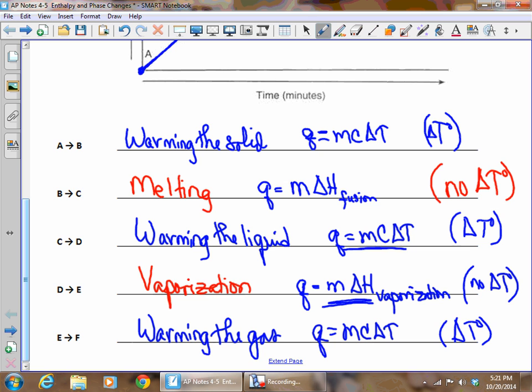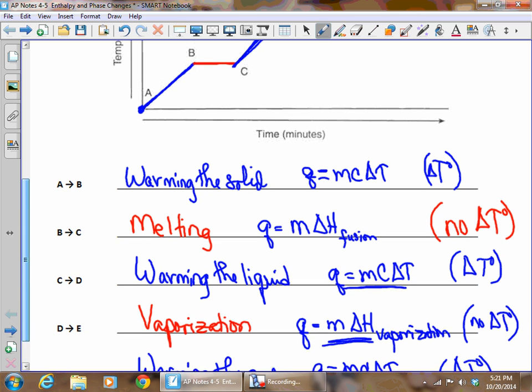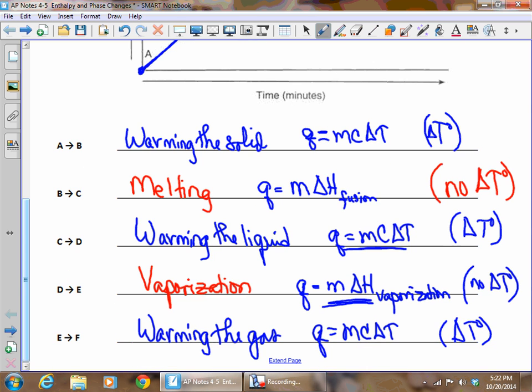And we can do it in the opposite direction. We can cool the gas. We can condense that gas down into a liquid. We can cool the liquid. We can freeze that liquid into a solid, and we can cool the solid. So we can go backwards on that curve as well. In those cases, we're going to be giving off the heat instead of absorbing it.